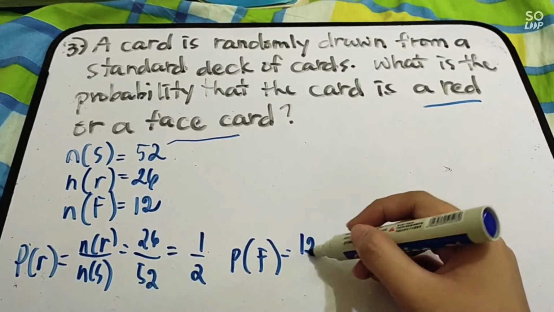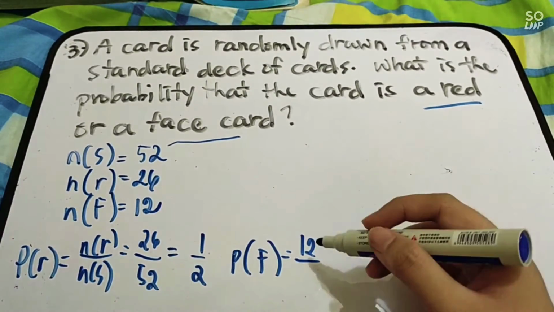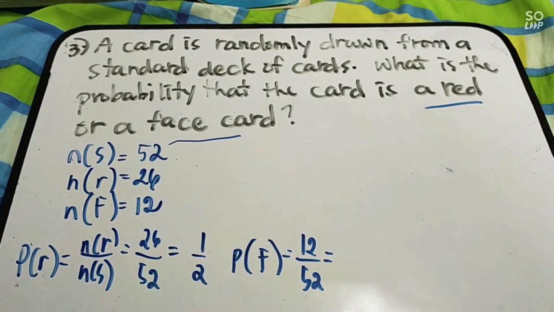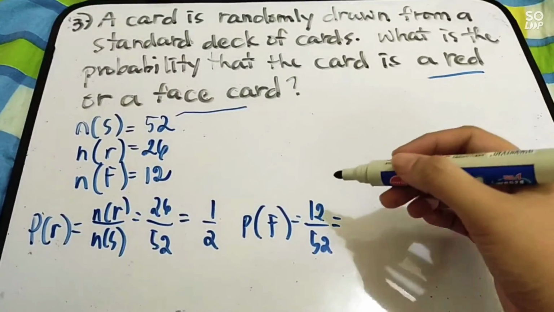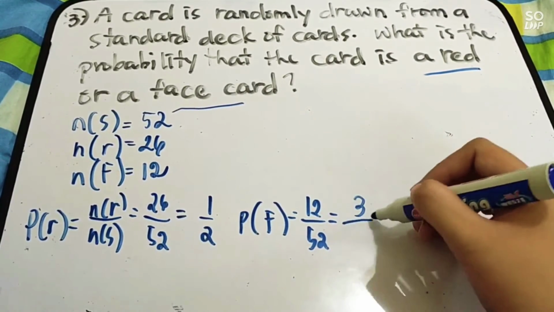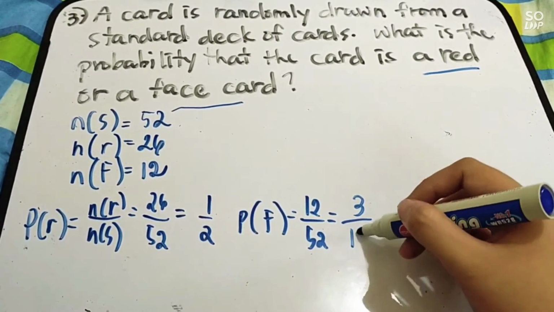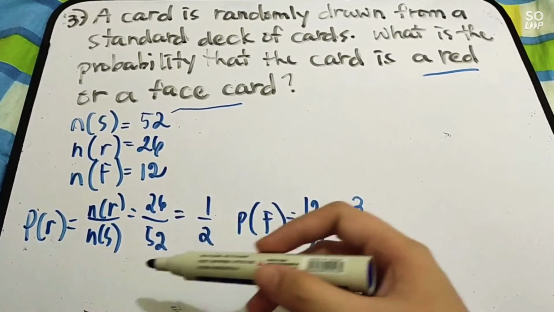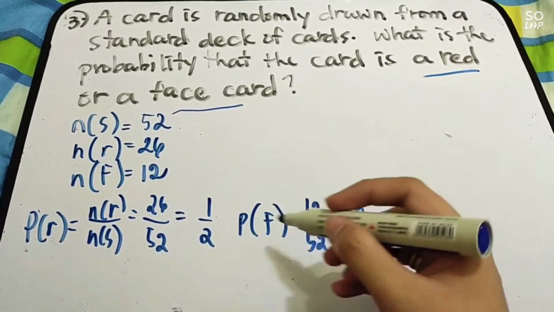We have here 12 over 52. So, 12 over 52 is divisible by 4. So, 12 divided by 4, we have here 3. Then, 52 divided by 4, we have here 13. So, ayan yung kanyang probability. Probability ni red card at ni face cards.